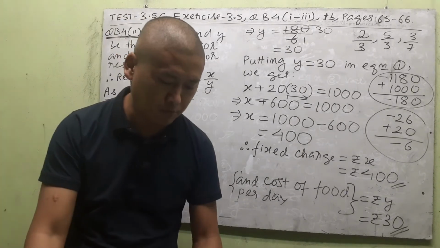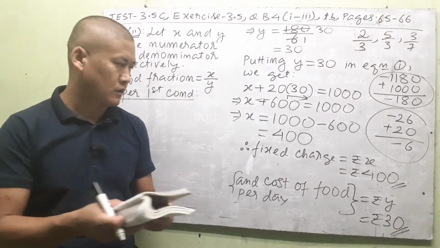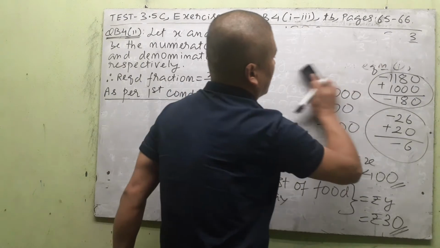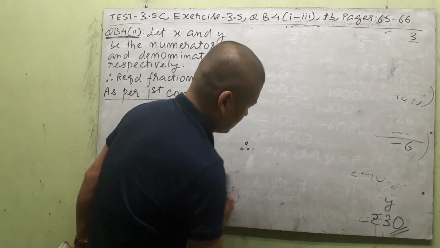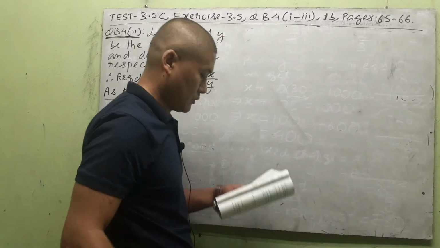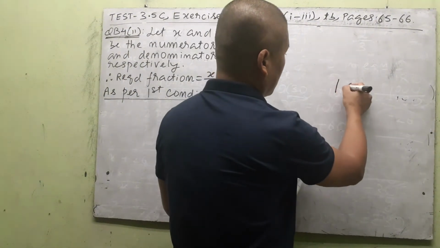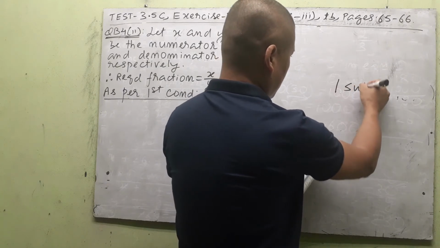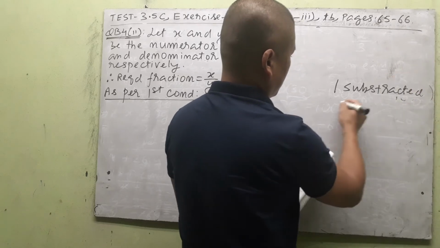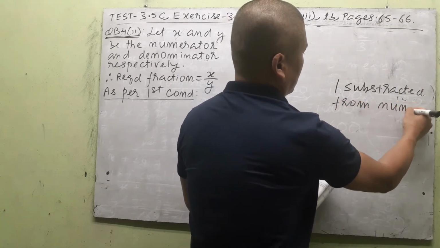A fraction becomes 1 by 3 when 1 is subtracted from the numerator. Let me write it down. When 1 is subtracted from the numerator, get this thing clearly today so there is no confusion in subtraction. 1 is subtracted from the numerator.